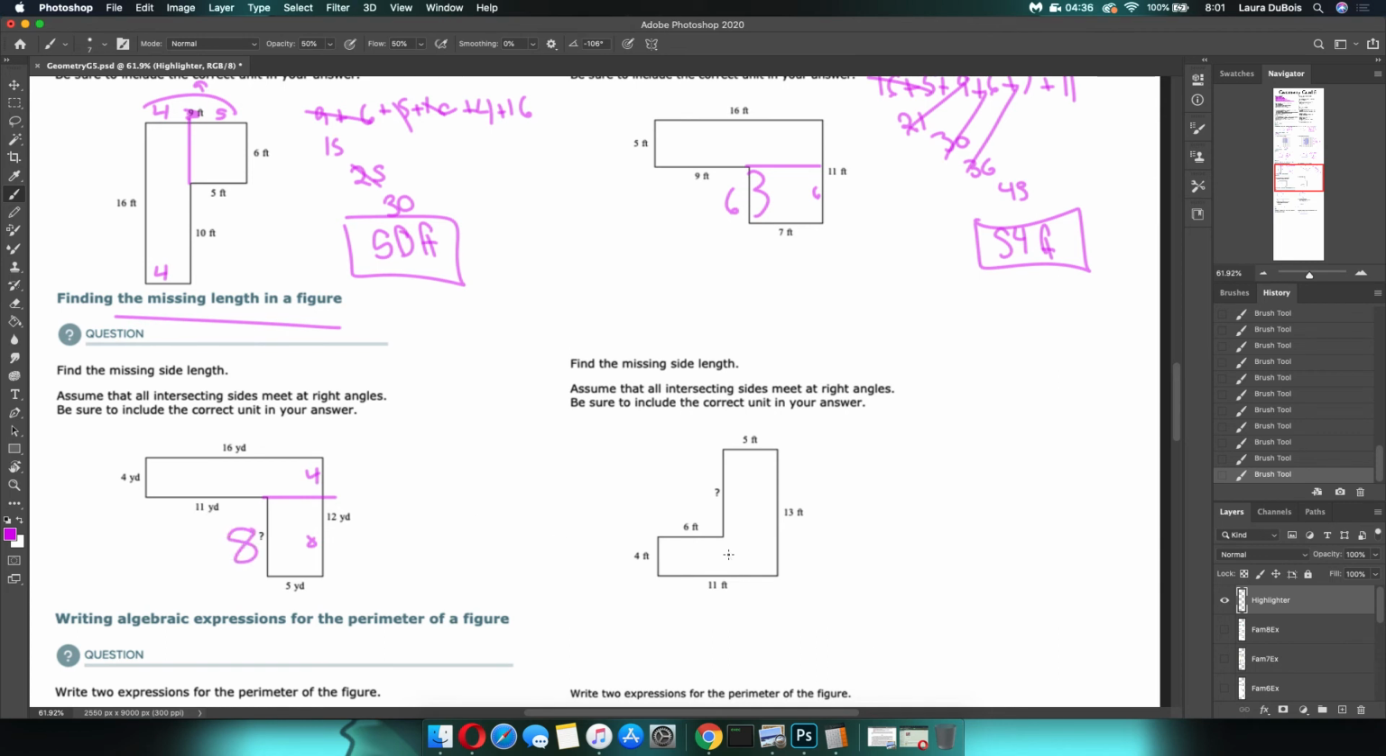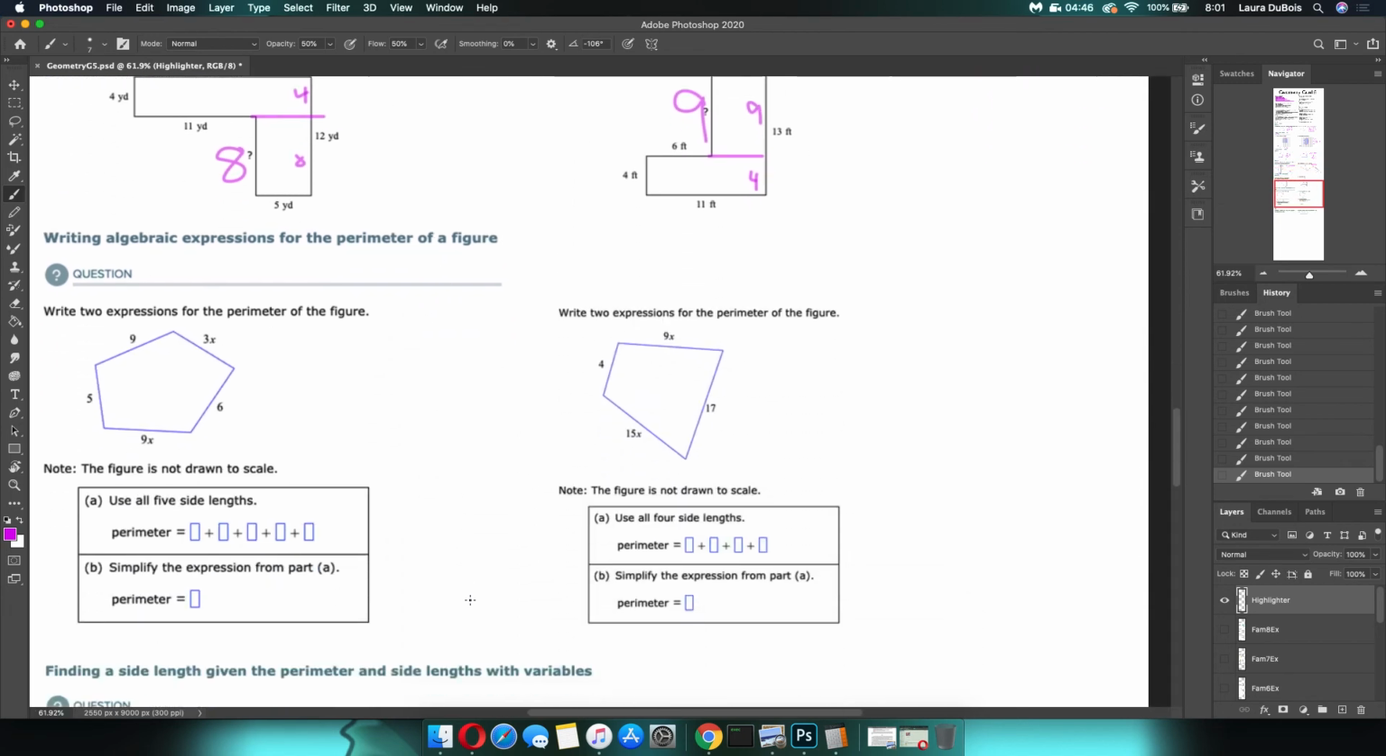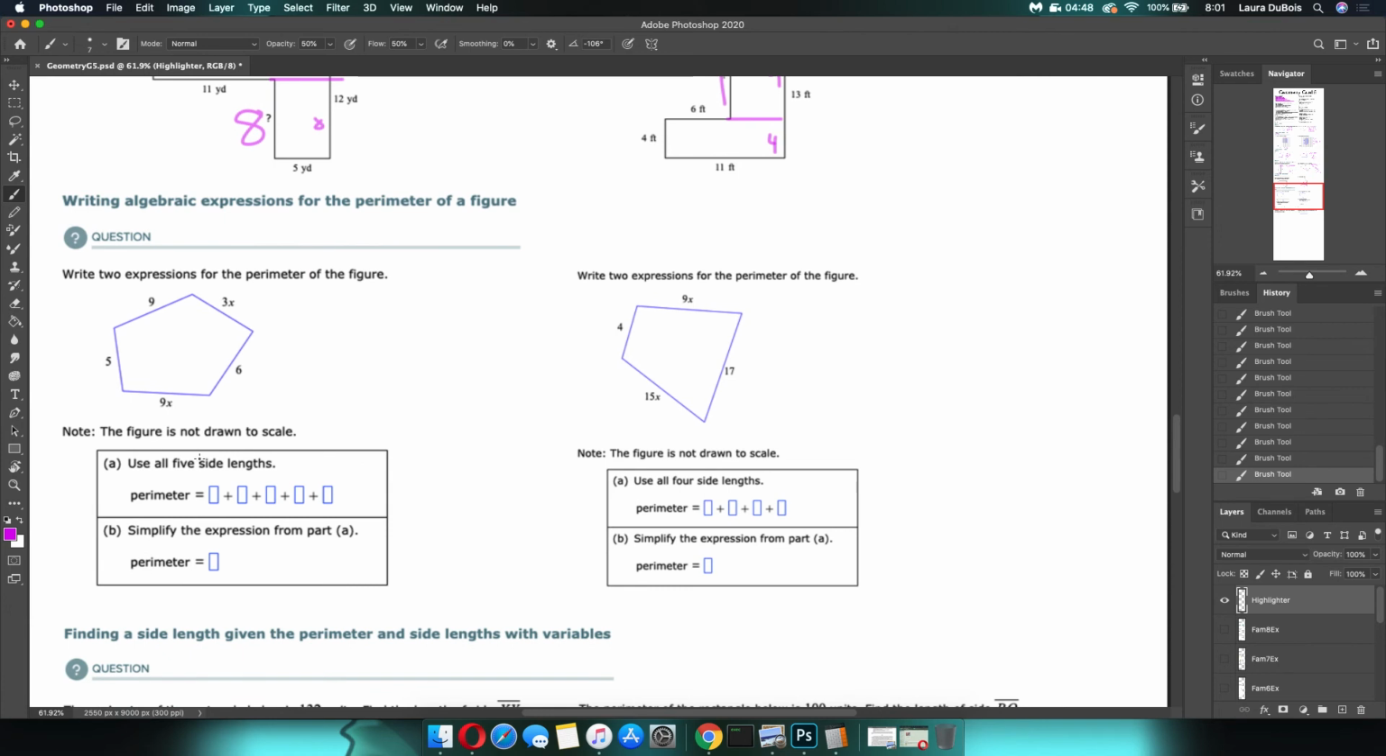Same thing over here. Where's our missing side? Right here. So if this is 4, what's 13 minus 4? 9, therefore this is 9. Very, very simple, straightforward. Next up, algebraic expression.